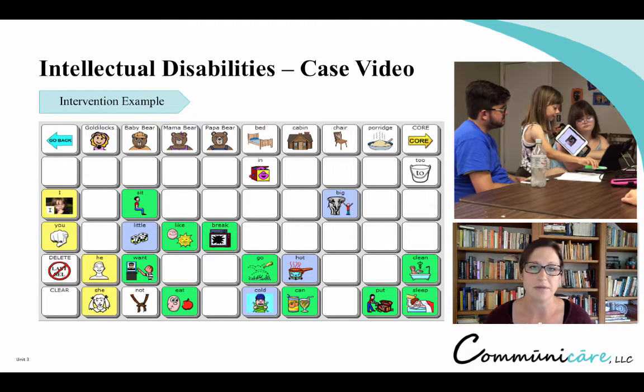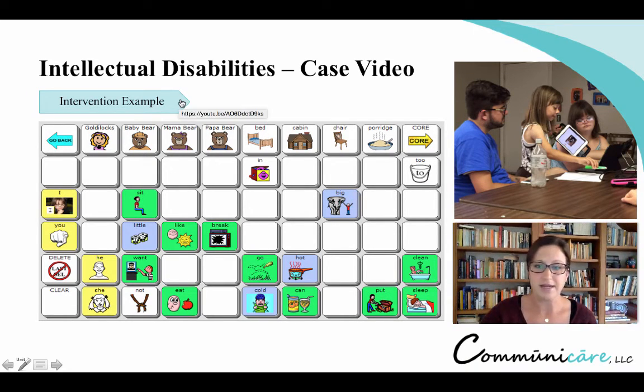And then we have some topic-specific vocabulary on the top that's really relevant to the specific fairy tale. And that way we can stay on this page and she can build sentences about the story and be able to engage in conversational turn-taking more easily. So we're going to see this student in action.